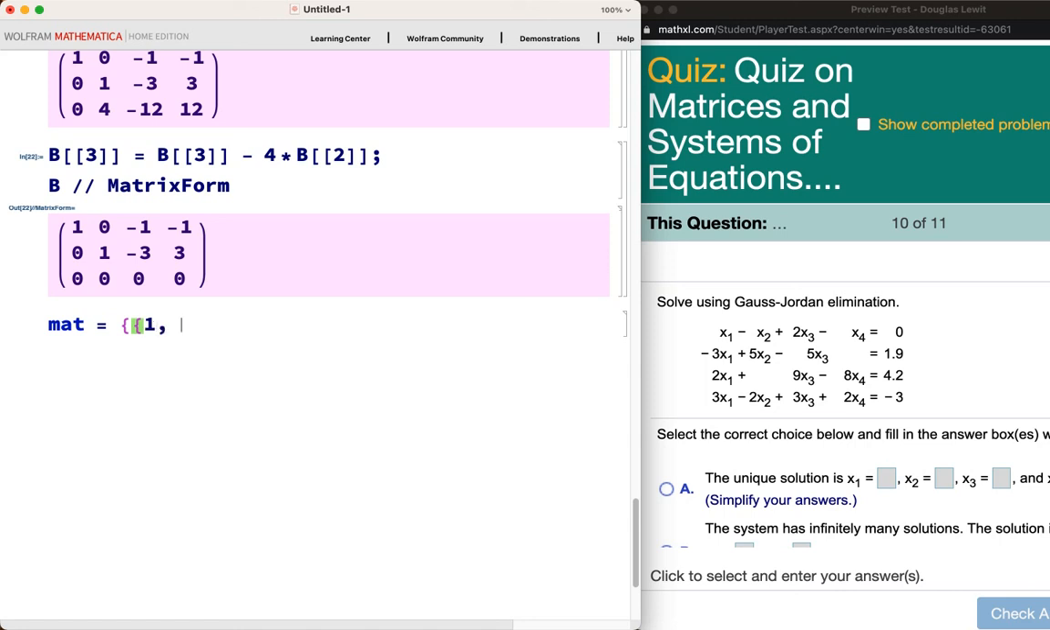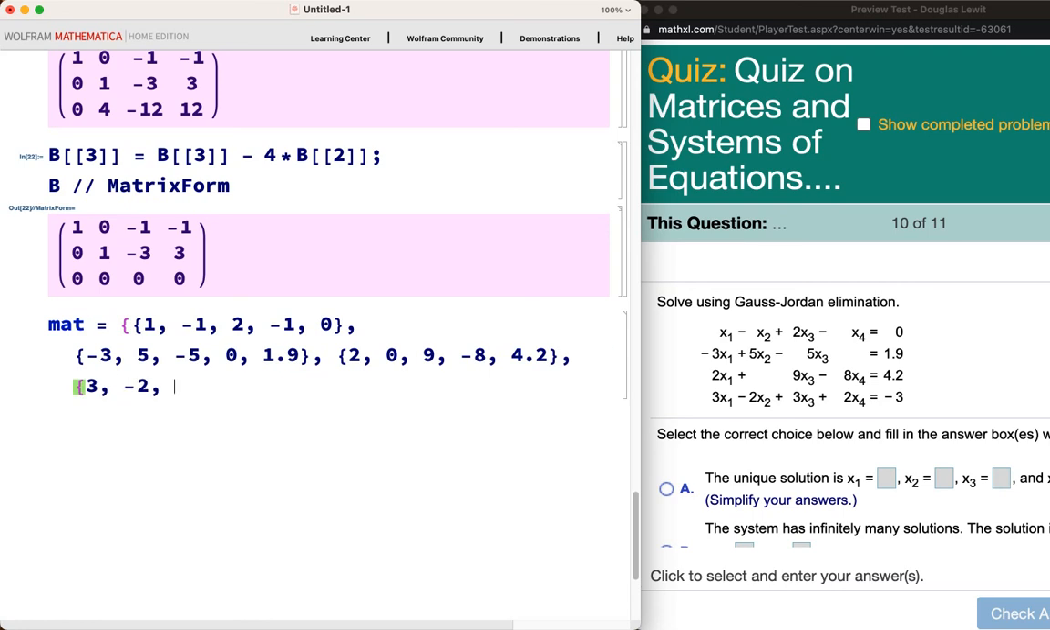So 1, -1, 2, -1, 0, and then -3, 5, -5, 0, 1.9, and then we have 2, 0, 9, -8, 4.2, and then we have 3, -2, 3, 2, -3.